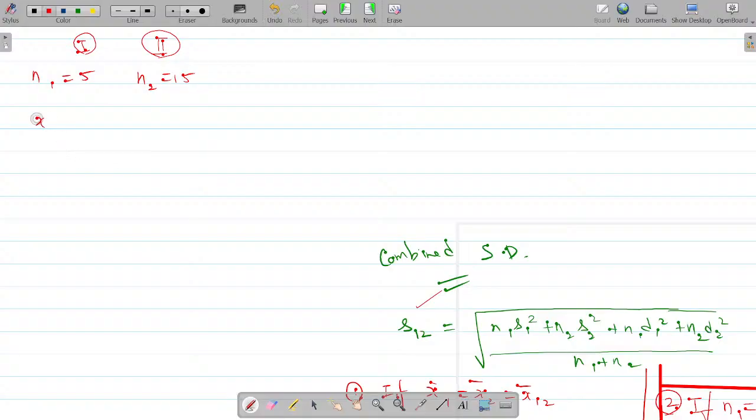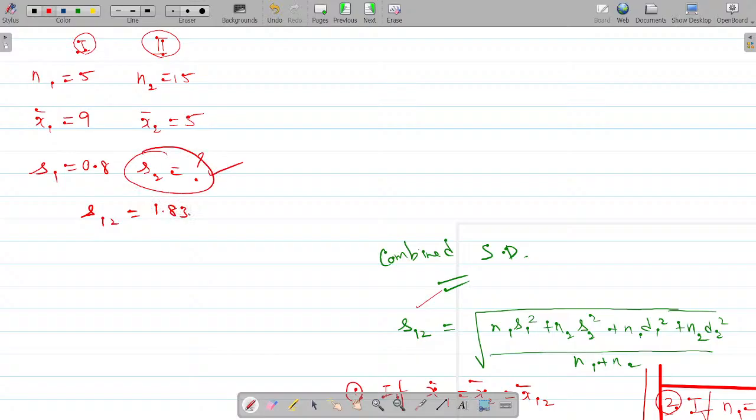Okay. And I have X1 bar, which is 9, X2 bar, which is 5. S1 is also given, which is 0.8, S2 is missed out. We have to find the missing data. Along with this, S12 is given to be 1.83. We have to find S2. How can you do it? Just substitute all the values, cross multiply, and you can find it.